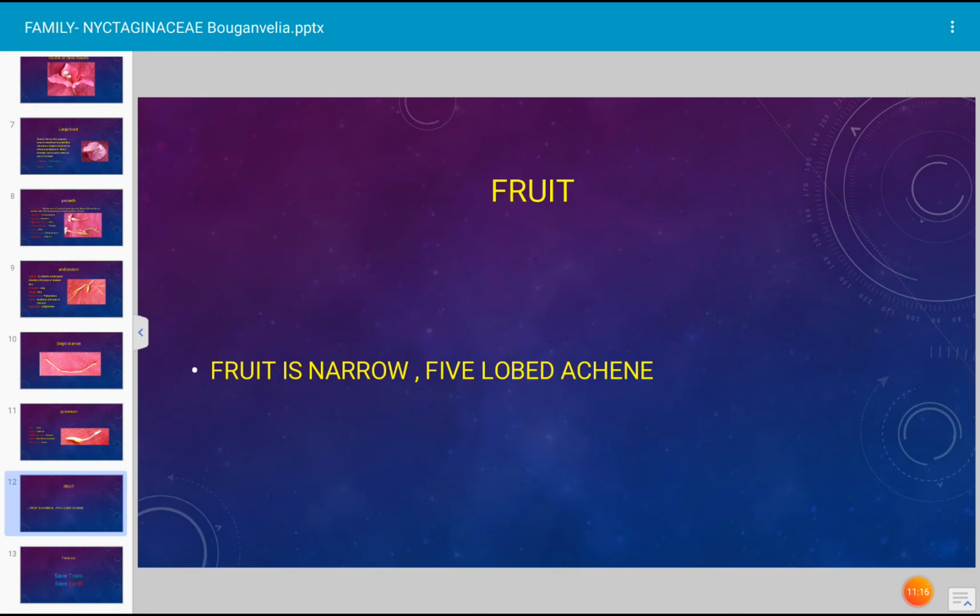Which type of fruit occurs in the bougainvillea plant? The fruit is a narrow, 5-lobed achene. What is an achene type of fruit? An achene is a dry, indehiscent, simple fruit with a thin pericarp. Mostly it is a one-seeded fruit. It is developed from a one-chambered monocarpellary superior ovary. Here the pericarp and testa are free from each other. This type of fruit is described as achene, and in the case of bougainvillea, a 5-lobed achene type of fruit occurs.